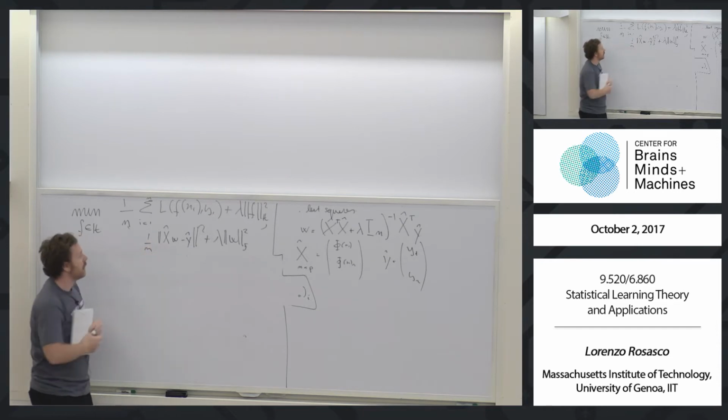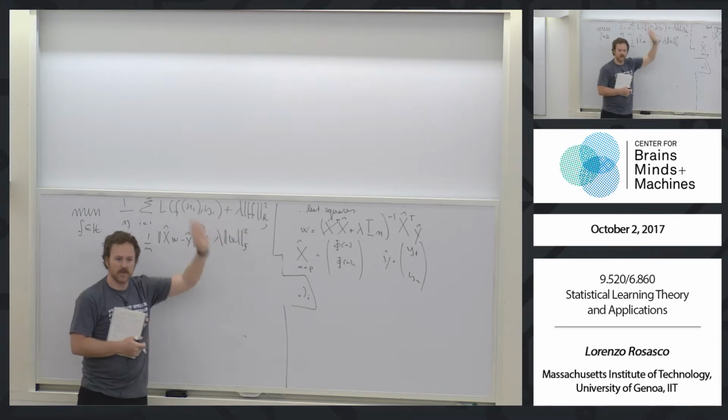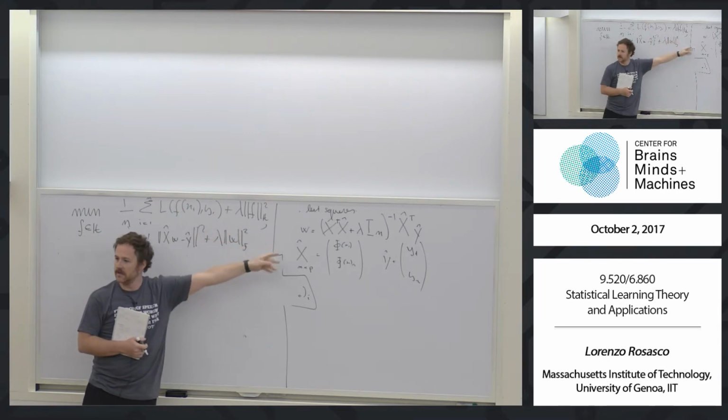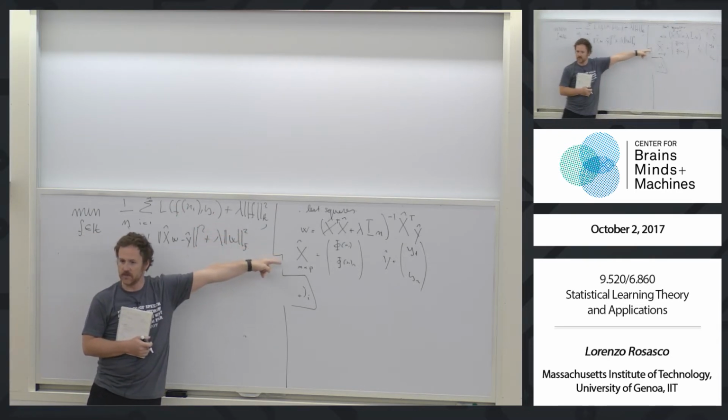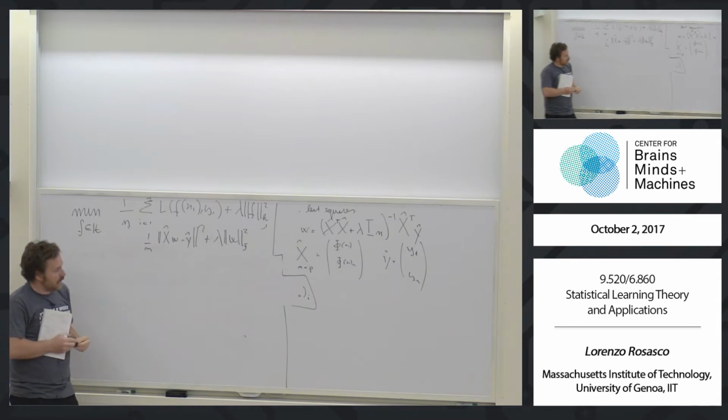If you want, you should put 1 over n. Take the gradient, set it equal to 0. You have a square here, a square there. They go away. You get the linear system, and that's what you get. Where you get this equation. Okay.